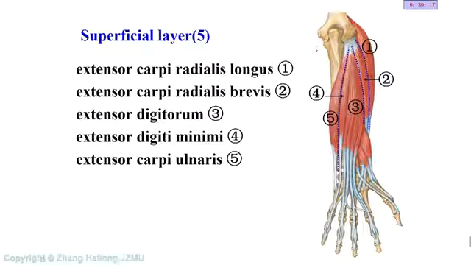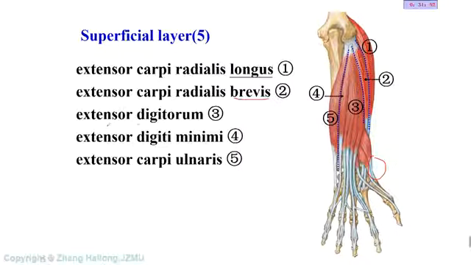Okay, now let's see where they are. First, the superficial layer. And this is the lateral side. Here is the thumb. The first one is extensor carpi radialis longus. Second one, extensor carpi radialis brevis. They have the same name. And the last one, longus, because this muscle is long and this muscle is short. Long, short. Okay, but these have the same function. Extends your wrist, on the radial side.